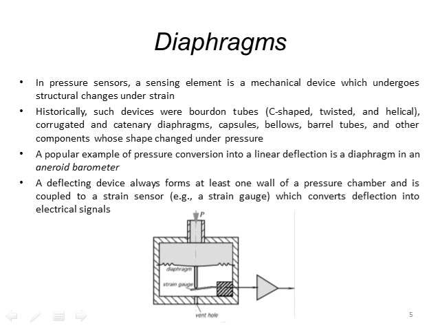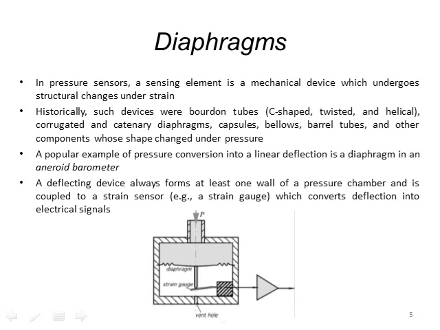Pressure is one of the oldest measurements throughout history, because of the importance of water, not only for consumption, but also for sailing, also for merchants and these types of things. A popular example of pressure conversion into a linear deflection is a diaphragm, as I said. Aneroid barometer, for example, that's located on the bottom.